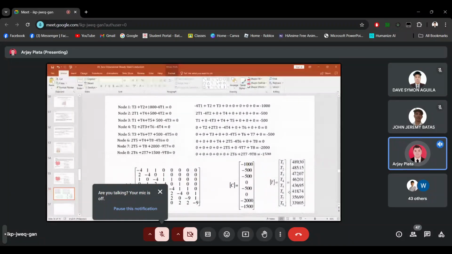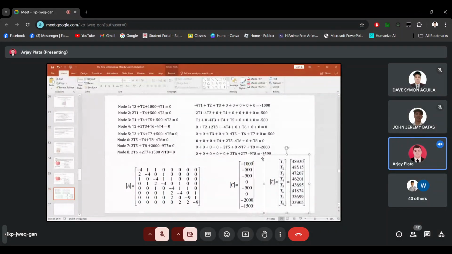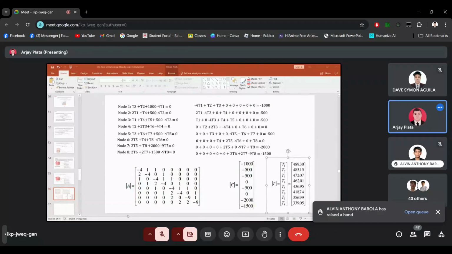So the value, the temperature distribution. So we have T1 up to T8. So that's our final answer. Okay. So do you have any questions? Okay, so we have another example here wherein you can, yes, Alvin, Sir, excuse po.